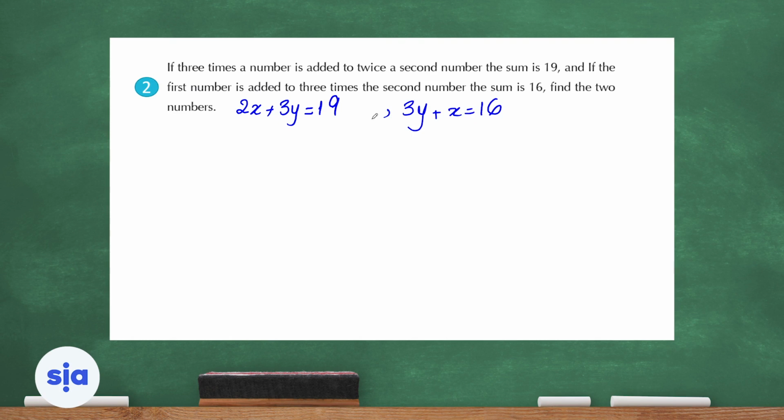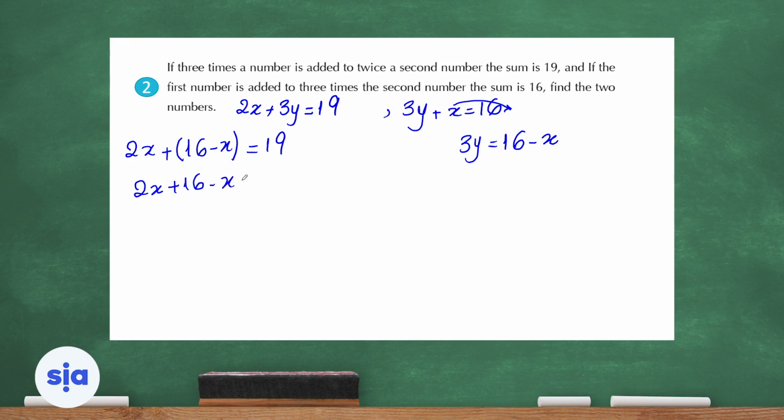So as you can see here, this one has 3y and this one has 3y. So if you move the x to this side, you will have the 3y equals 16 minus x. So you can go to the first equation, replace the 3y by 16 minus x. So 2x plus 16 minus x equals 19. Then x is equal to 3.